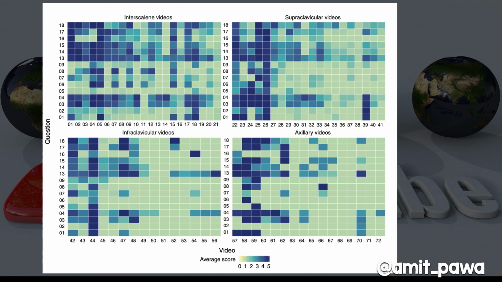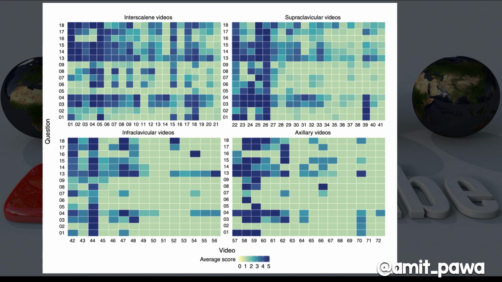One of the other papers decided to produce a heat map for YouTube video quality, and they broke it down to interscalene, supraclavicular, infraclavicular, and axillary videos here. So they looked at a number of these videos for each of these blocks, and again marked them against 18 educational categories. And if they scored highly, the colour on the map would be dark, would be blue. But as you can see, many of the videos are scoring light colours. They got low scores. So actually, there's a big variation in the quality of the videos.